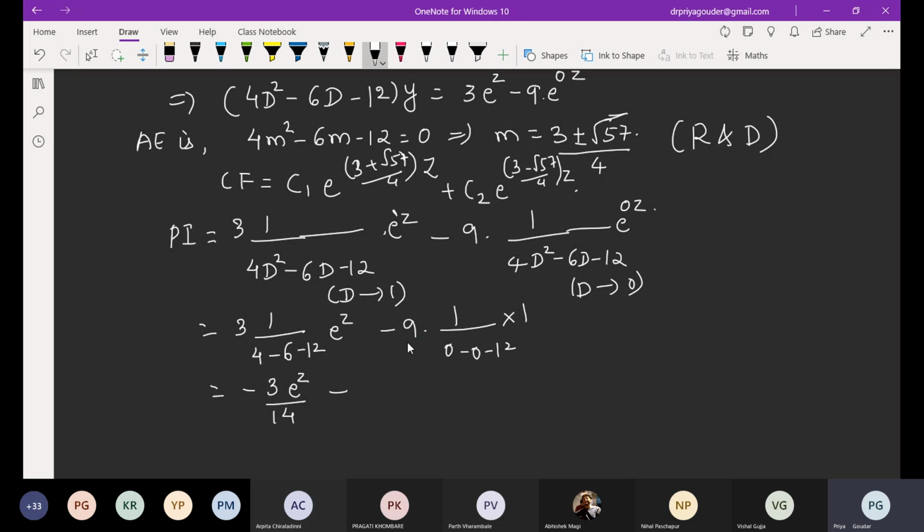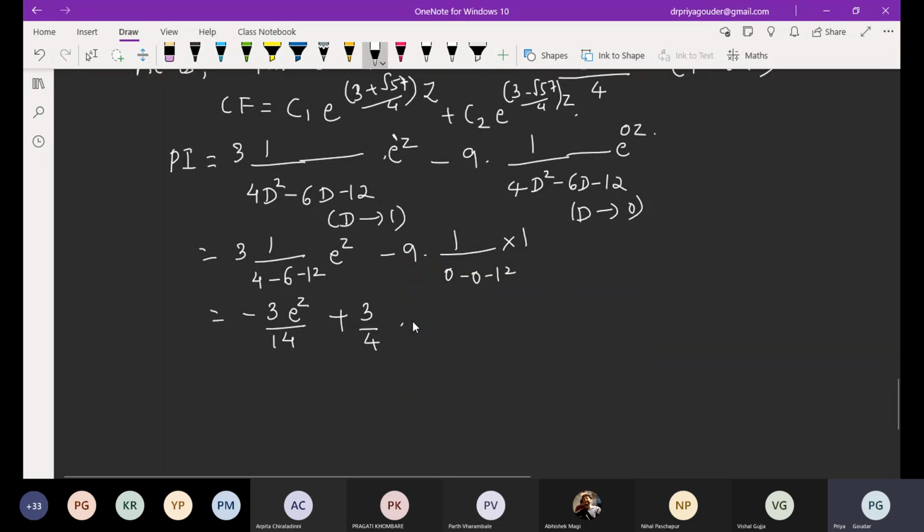What is the value of this? Minus into minus plus, I guess, 3 by 4. Okay, done. Now again, keep PI also in terms of z only, because the CF is a little complicated. So how we'll write GS is equal to CF plus PI. Substitute the same CF, what you have got, in terms of z only.